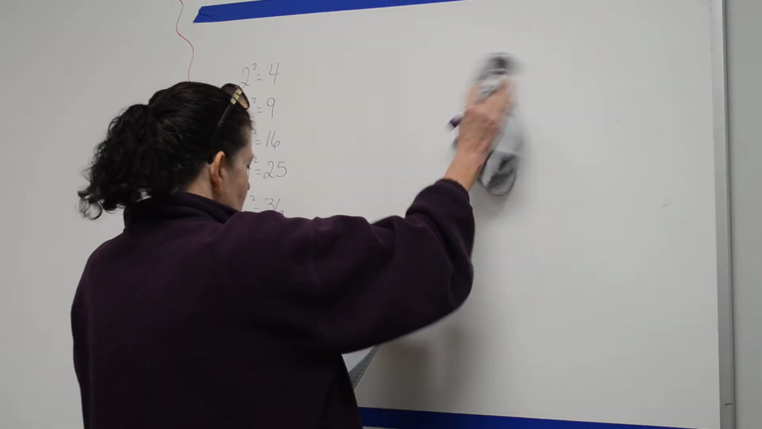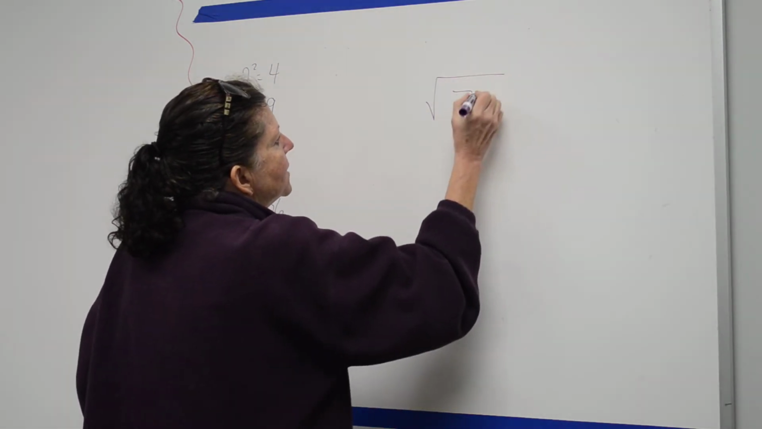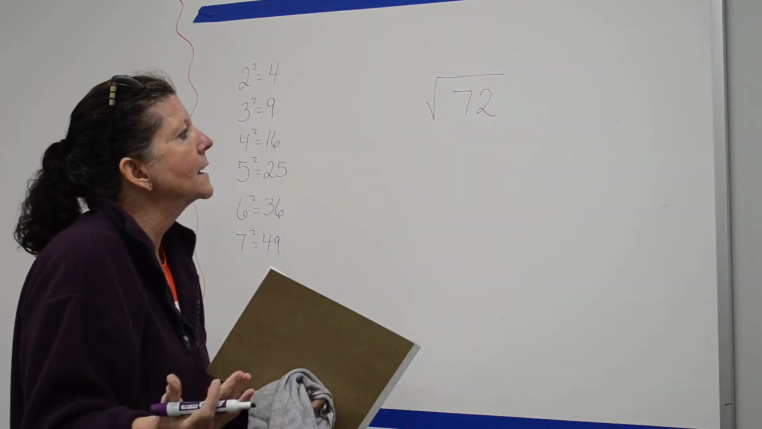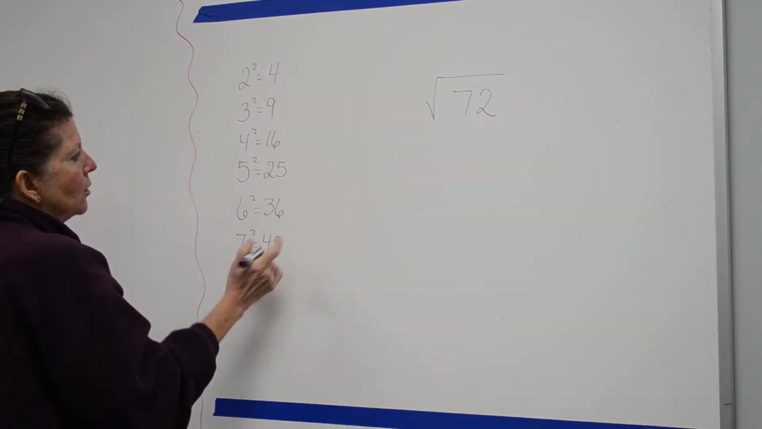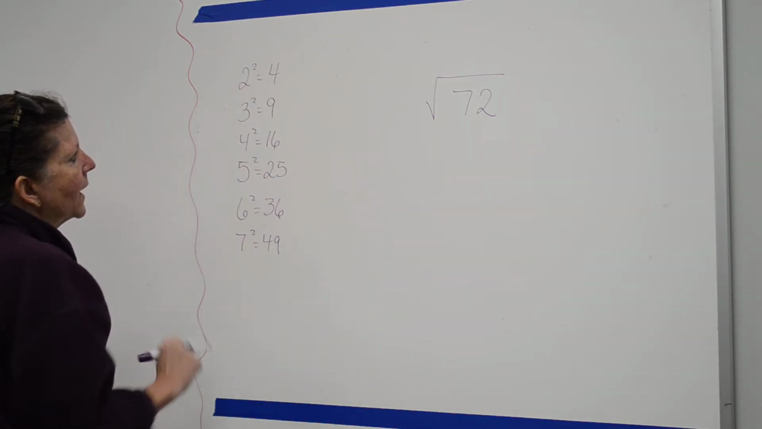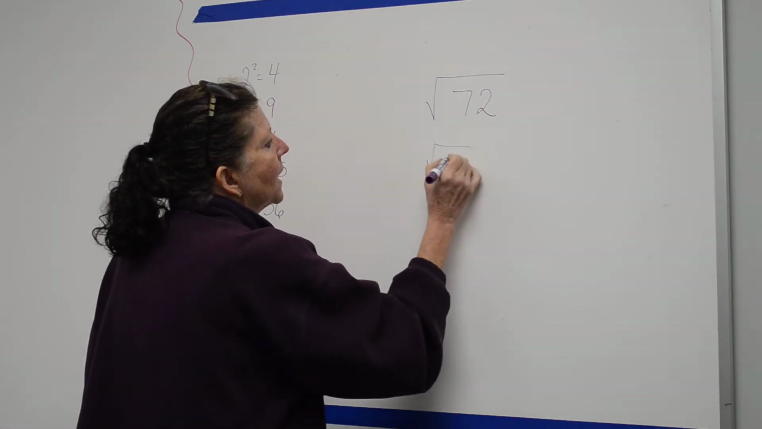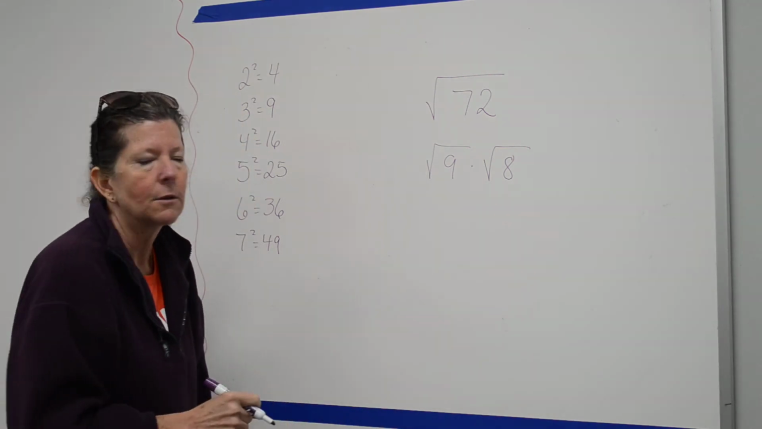Let's do another one. The square root of 72. So I think, what can I multiply together to get 72? And I go down this list here, looking at these numbers in that column, and I know that I can multiply the square root of 9 times the square root of 8 to get 72.